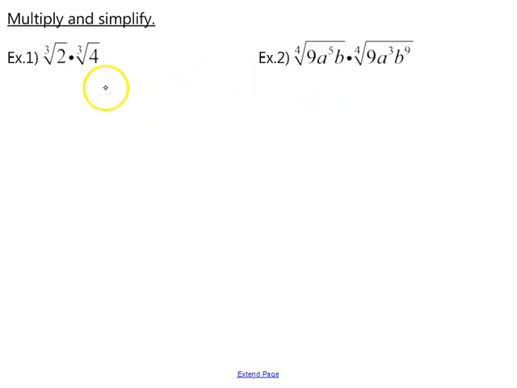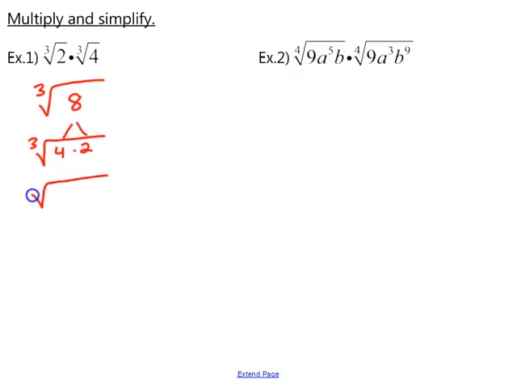So let's work out a couple examples. In example 1, we have an index of 3, so we're going to keep that index of 3, and then we want to multiply what's underneath, 2 times 4, which is 8. And now we want to simplify. So let's go ahead and break down our 8. 8 is equal to 4 times 2.